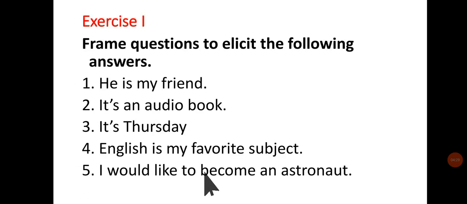Next, look at this exercise 1. In exercise 1, you have to frame questions to elicit the following answers. These are all the answers. You have to frame the questions to get these answers. He is my friend. When do you get this answer? You have to note down the answers, okay? I'm not going to write down on the screen. Please note down the questions in your textbook or in your notebook. He is my friend. Okay, when do you get this answer?